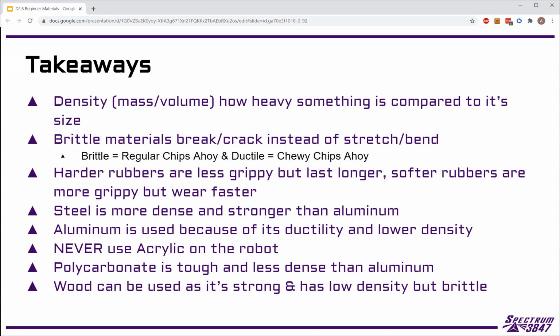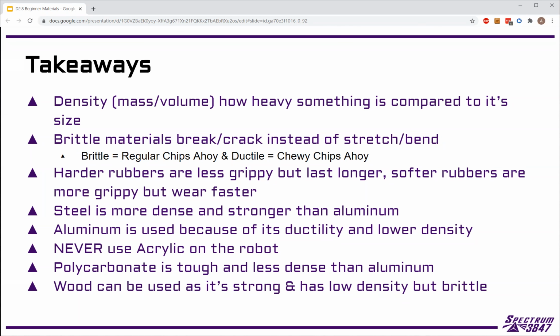Harder rubbers are less grippy and last longer. Softer rubbers are more grippy and wear faster. Steel is more dense and stronger than aluminum. Aluminum is used because of its ductility, so it's able to be bent, and it's lower density, and it's easier to machine. So it's easier for us to make parts out of aluminum than it is to make parts out of steel.